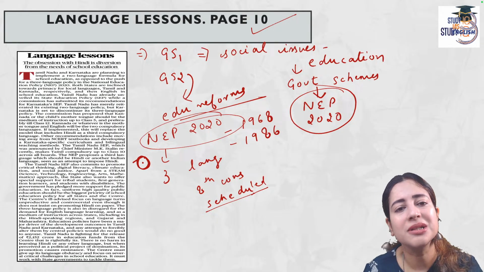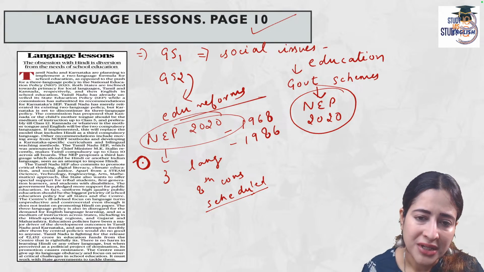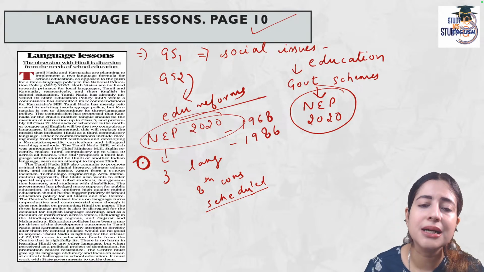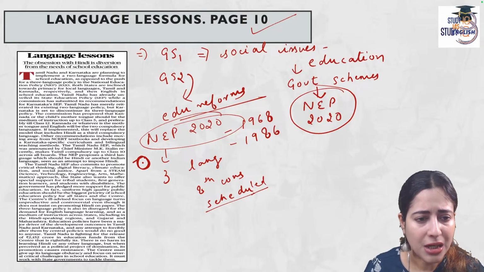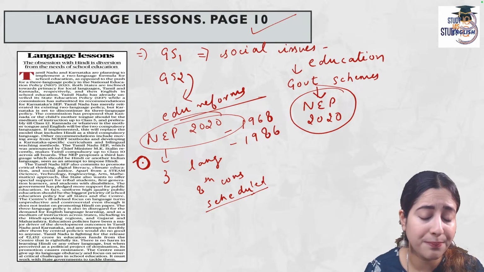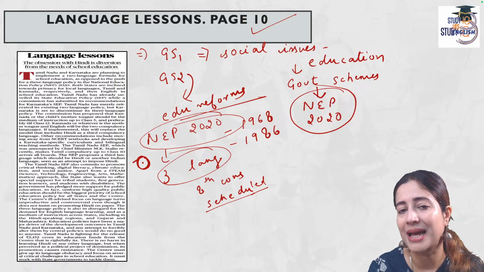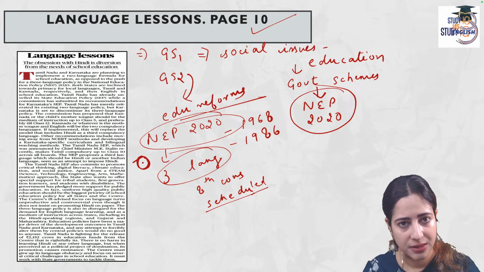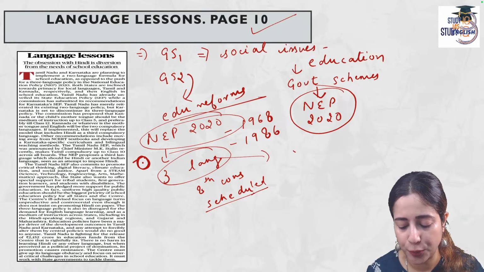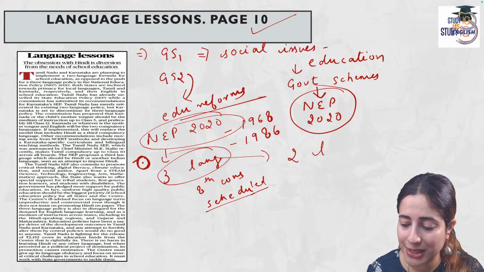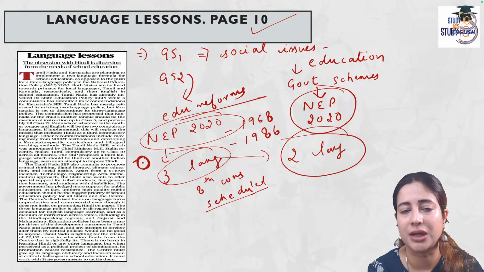This article talks about exactly the same problem. Recently, states like Karnataka and Tamil Nadu both have said we will not implement the three language formula as per the NEP 2020. They are in fact propagating a strong push towards two language formula.